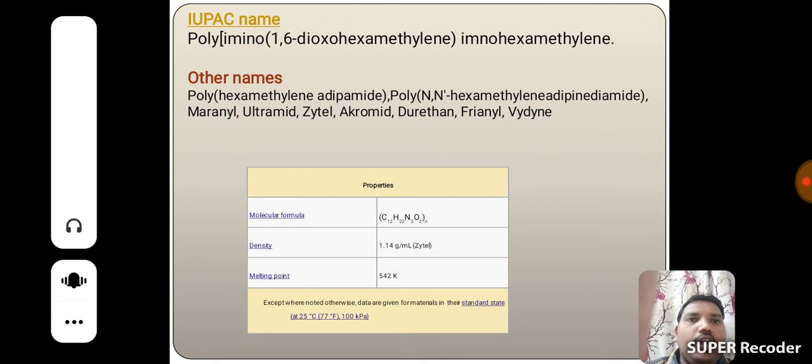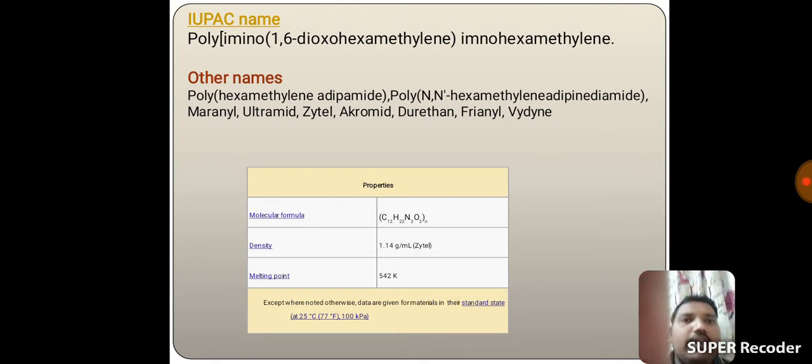And then the molecular formula. The molecular formula is (C12H22N2O2)n. Density is 1.14 grams per milliliter, Zytel. Melting point is 542 kelvins. Except where noted otherwise, data are given for the material in the standard state at 25 degrees Celsius, 77 degrees Fahrenheit, 100 kPa.